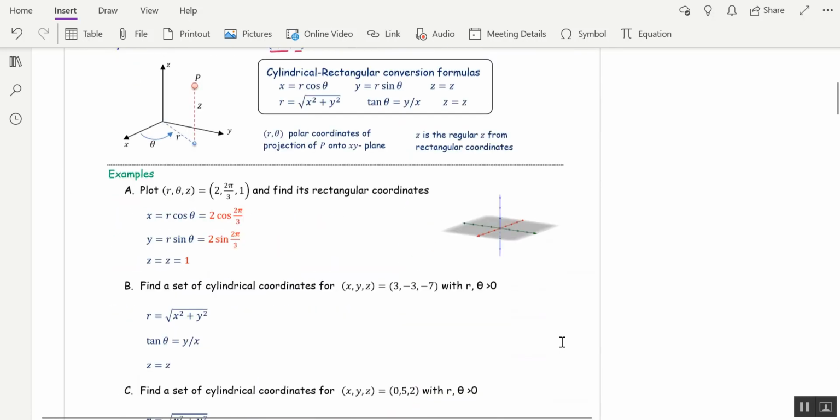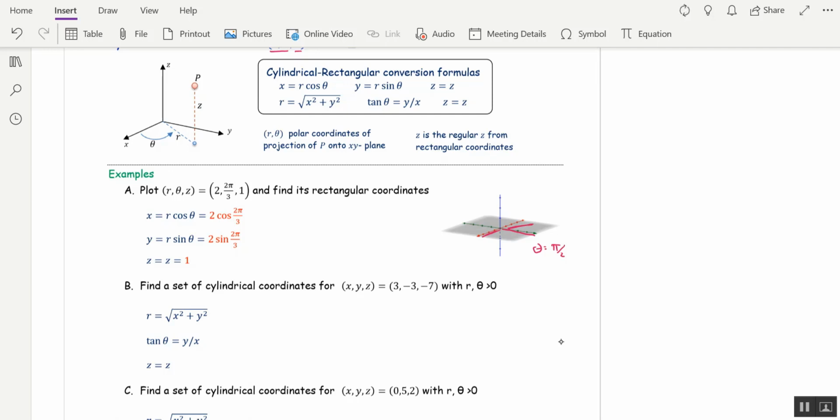Let's do some examples of converting from one system to another. So let's plot in cylindrical coordinates this point and find its rectangular coordinates. And I've already put in the conversion formulas for us from that last page. So let's do the plotting first. r is 2, theta is 2 pi over 3, z is 1. So the positive x-axis is theta equals 0. Positive y-axis is theta equals pi over 2. So 2 pi over 3 is going to be over here. All right, so we're going to go to the angle 2 pi over 3.